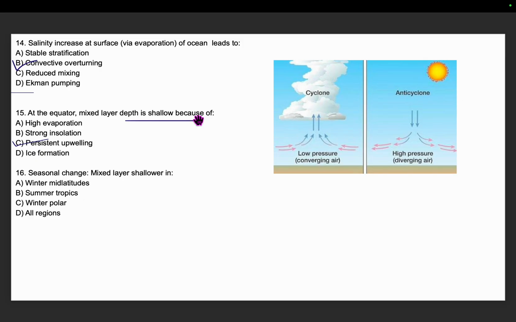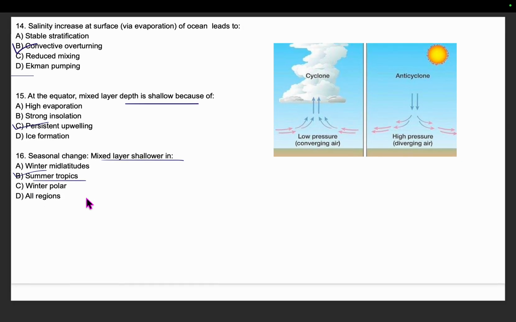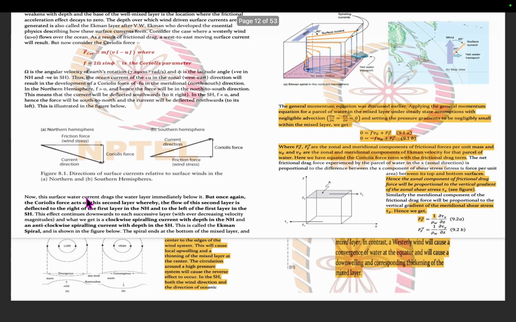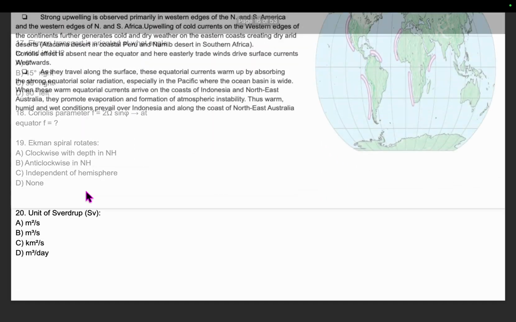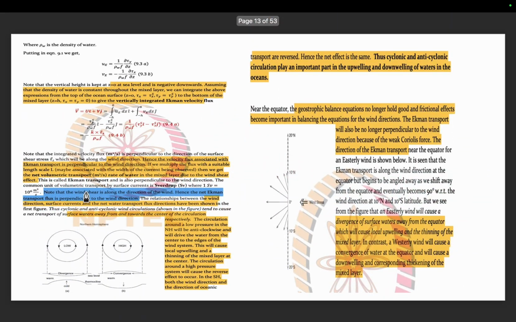Question 16, seasonal change. The mixed layer is shallower where? Winter mid-latitude, summer tropics, winter polar, or all regions. The mixed layer will be shallower in the tropical zones in summer, the summer of that hemisphere. We will discuss this later.